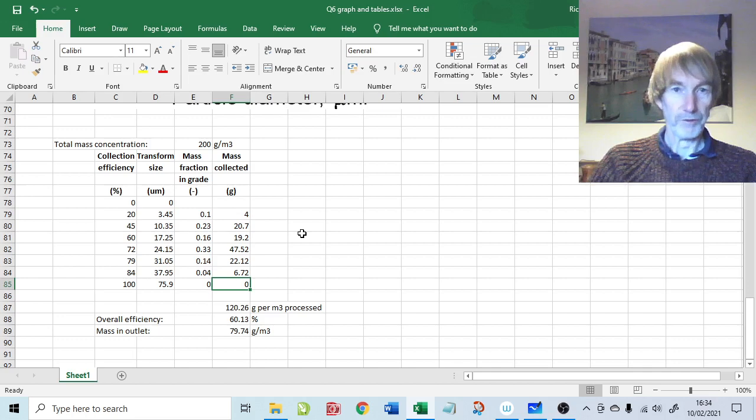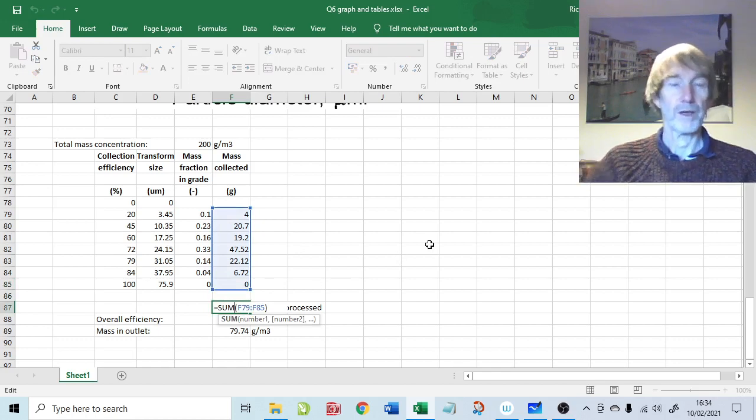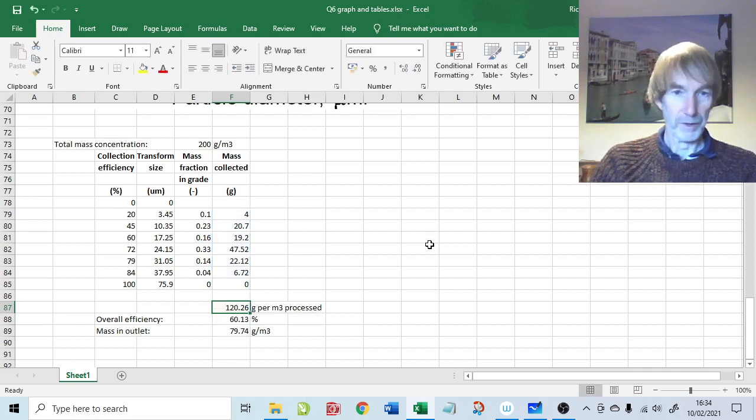And we know we've got 200 grams going in. What is the total amount being collected? Well, it's the summation of all of these amounts that have been collected per metre cubed. Okay, so we know we've got 120 grams of the 200 grams being collected. So the overall efficiency is 60%.